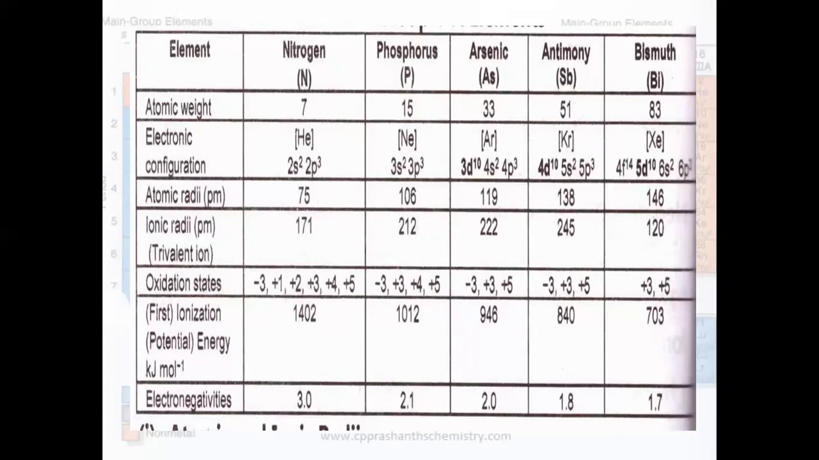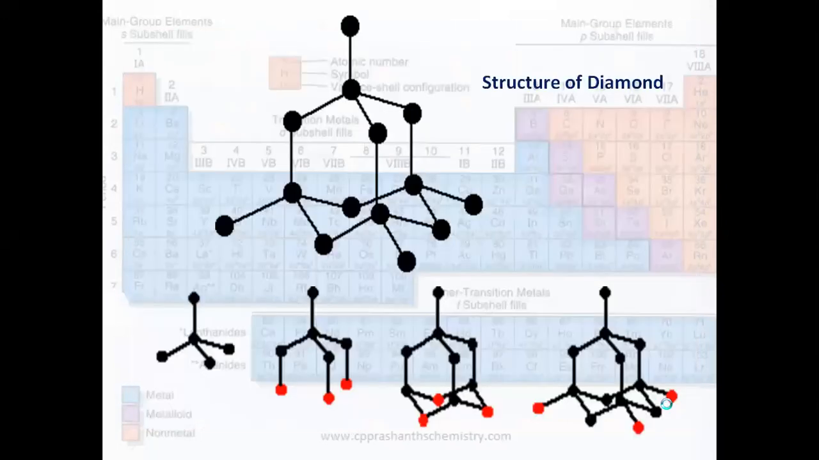But as we move down the group, to phosphorus, then arsenic, then antimony and bismuth, these values go on decreasing, because when the size increases, the IP value decreases. That means the amount of energy required to remove the electron from the atom is very, very less. And for electronegativity, nitrogen is most electronegative, and if we go down the group, for bismuth it is only 1.7.